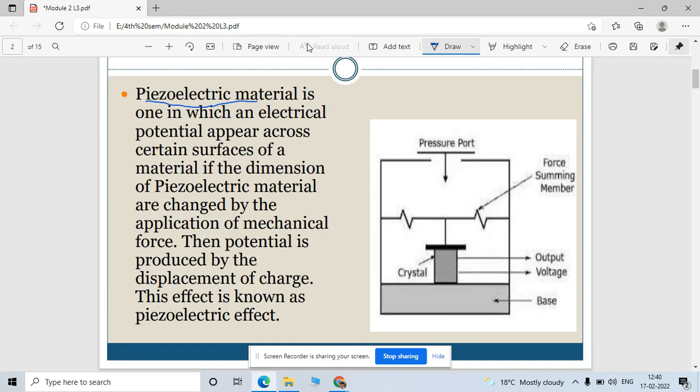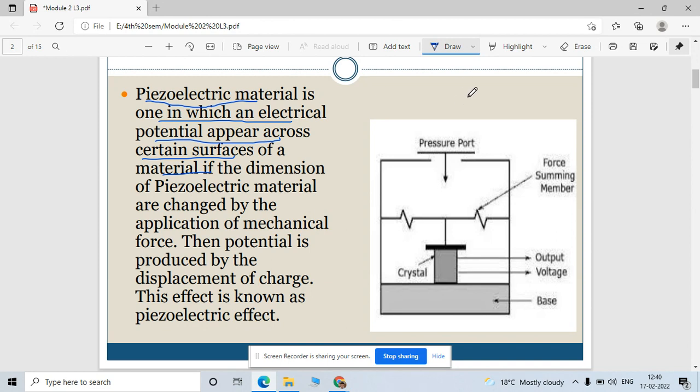Let's first see the definition. The piezoelectric transducer works on the piezoelectric effect. In this material, an electrical potential appears across the surface of the material. Whenever you apply force, there are some loosely bonded electrons. Whenever force or stress is applied on the body of that crystal or material, those electrons are excited and accumulate on the body.